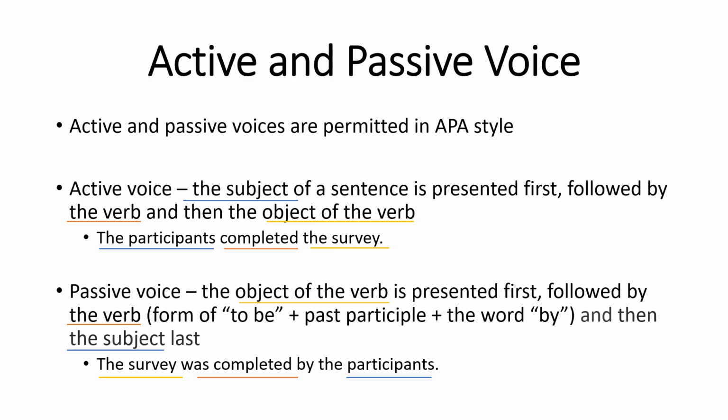When it comes to active and passive voice, both are allowed, but make sure you are being fairly consistent so you're not disrupting the flow of your paper. Active voice is when the subject of a sentence is presented first, followed by the verb, and then the object of the verb. And you can see that each of these are color-coded, the example being the participants completed the survey, the participants being the subject, completed being the verb, and the survey being the object of the verb.